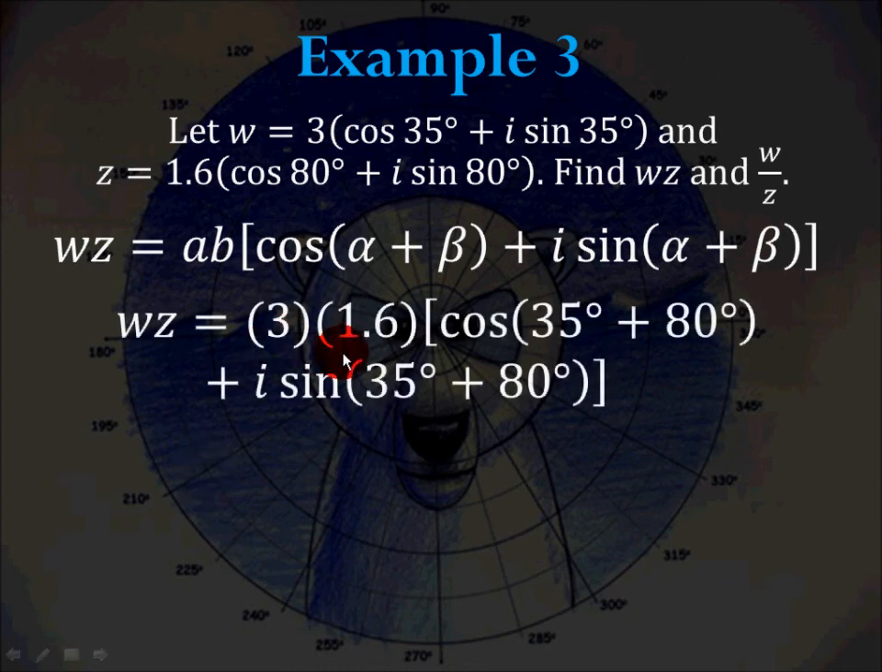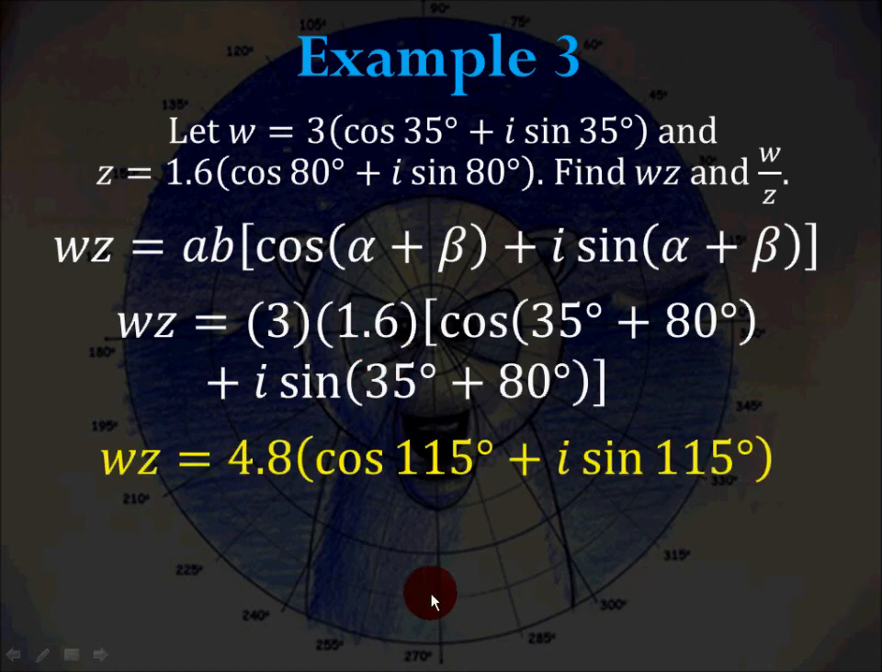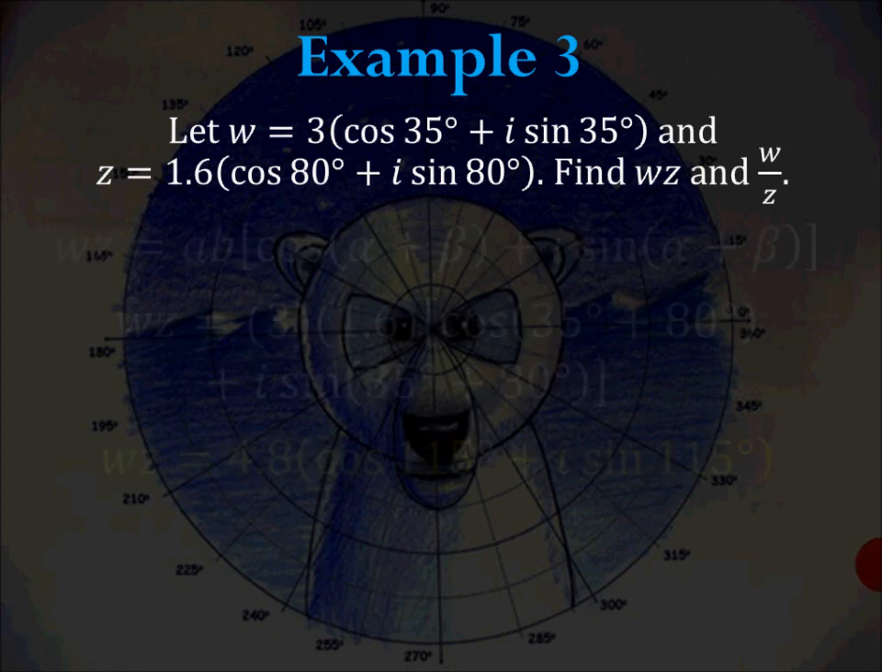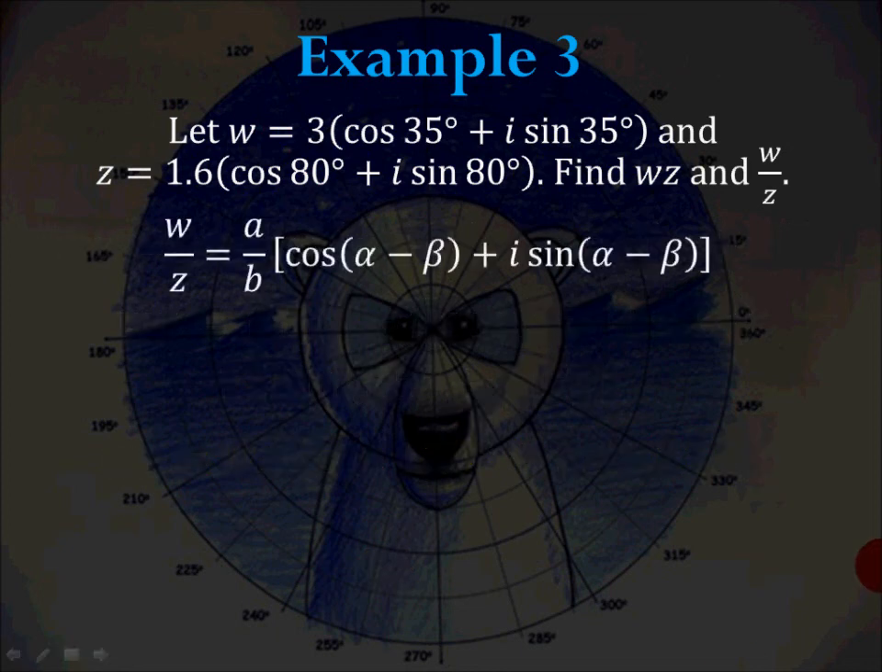a times b is 3 times 1.6 cosine of 35 plus 80 plus i sine 35 plus 80. 3 times 1.6 is 4.8. 35 plus 80 is 115. So your product is 4.8 times the cosine of 115 plus i sine 115. So multiplying them is just simply multiplying the r values and then adding the angles together for both cosine and sine.